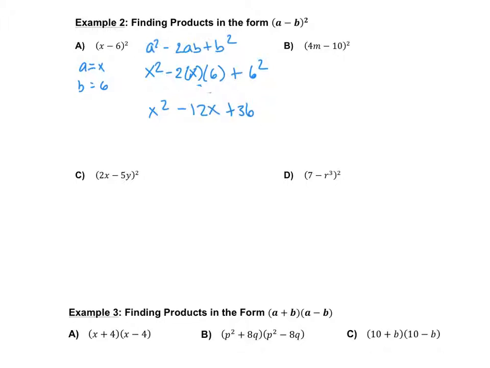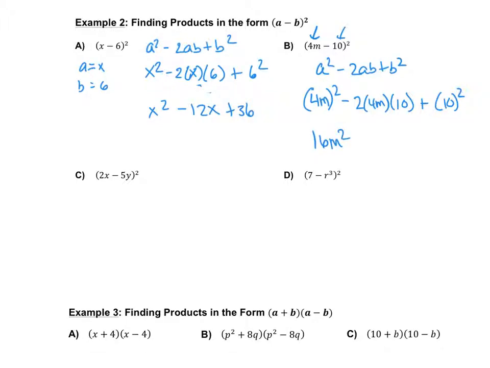Our next one, my a is 4m, my b is 10. So we're going to get a squared minus 2ab plus b squared. A squared is going to be in parentheses 4m, because it has a coefficient, squared, minus 2 times 4m times 10 plus 10 squared. So we get 16m squared minus 80m plus 100.